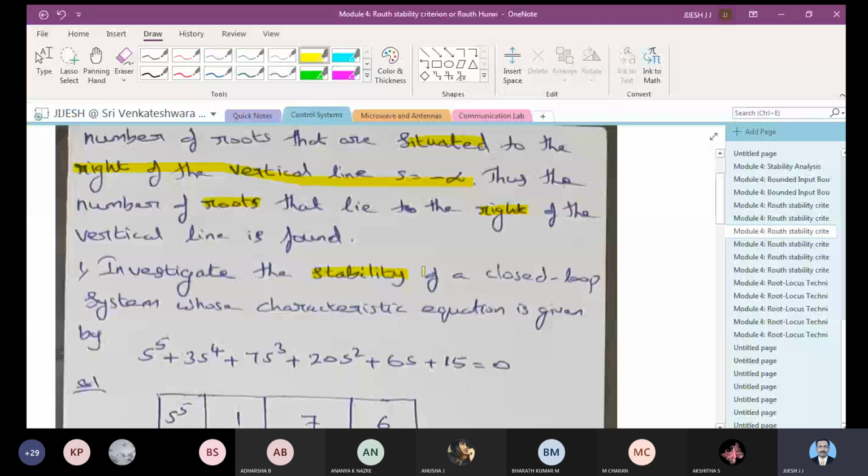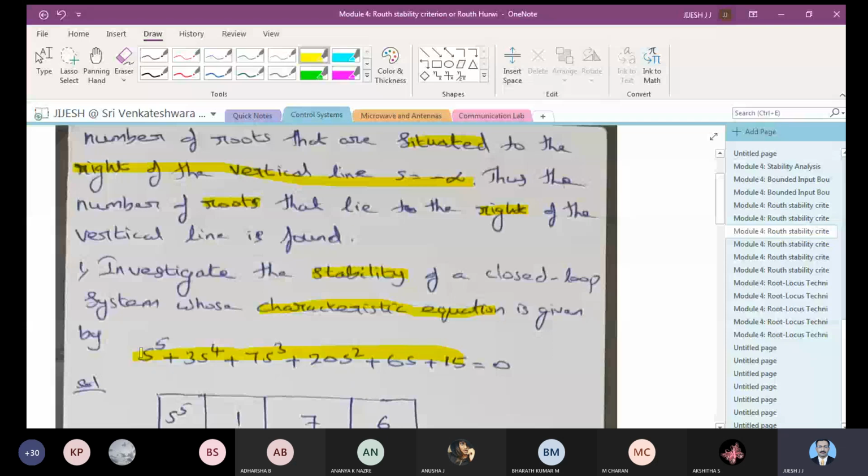You can note down this problem: s to the power of 5 plus 3 s to the power of 4 plus 7 s cube plus 20 s square plus 6 s plus 15 is equal to 0. We have drawn the boxes and all those things.